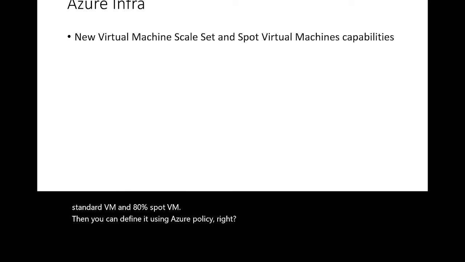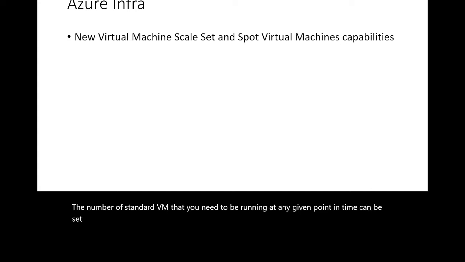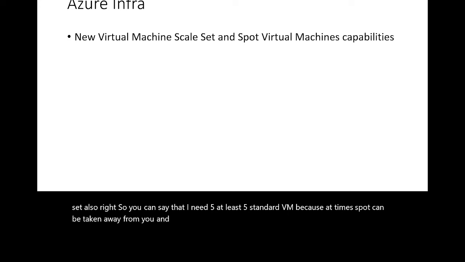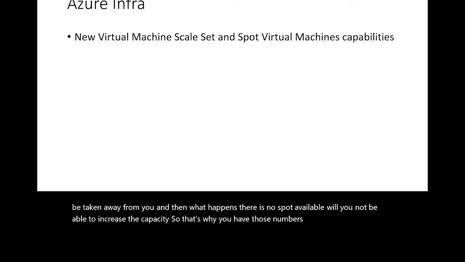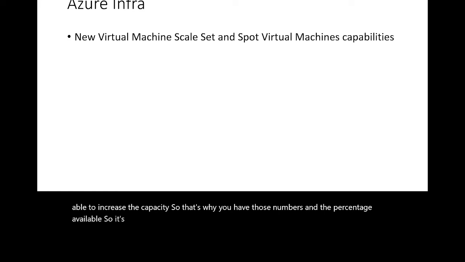And then the number of standard VMs that you need to be running at any given point in time can be set also, right? So you can say that I need at least five standard VMs, because at times Spot can be taken away from you, and then what happens? There is no Spot available. Will you not be able to increase the capacity? So that's why you have those numbers and the percentage available. It's always good to have a balance between standard and Spot to make sure that it is not impacting the production workload.